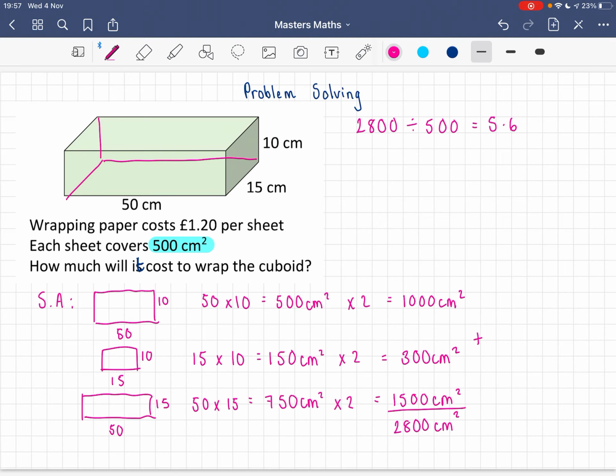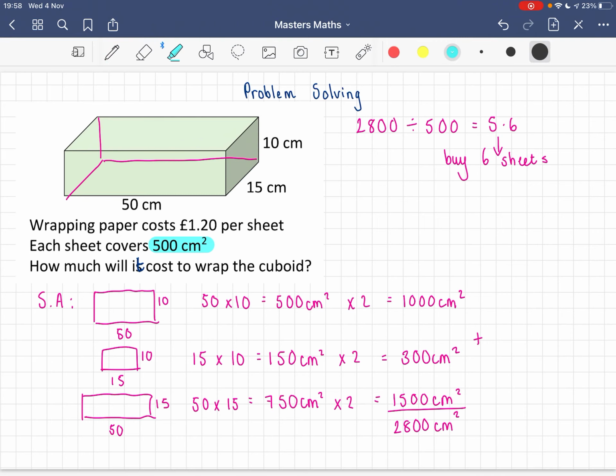But we can't buy 0.6 of a sheet of wrapping paper. So that means we need to buy 6 sheets. Okay? If we only bought 5, we wouldn't have enough. So we need to buy more than we need to make sure we can cover the whole cuboid in wrapping paper. So we have to buy 6 sheets.